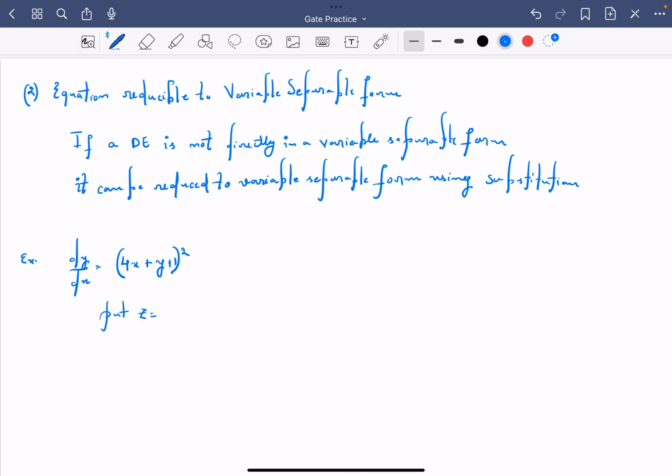Put z is equal to 4x plus y plus 1. So now my dz by dx becomes 4 plus dy by dx plus 0. Let this be equation 1. And we can see dy by dx is equal to dz by dx minus 4. This is equation 2.